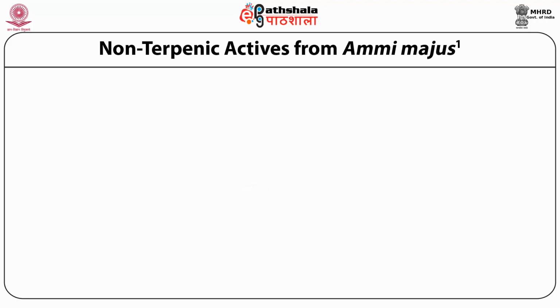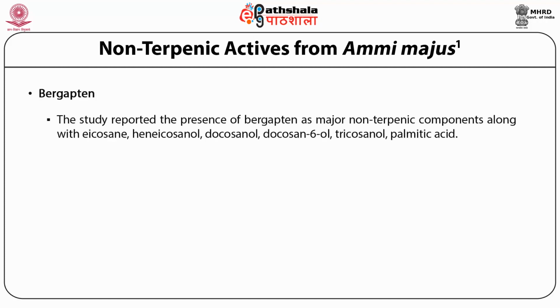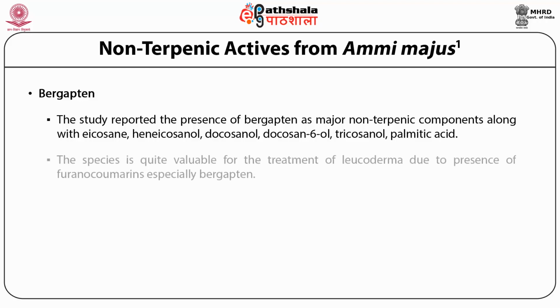This is an example where a non-terpenic active compound has been isolated and determined on the basis of GCMS. This study reports the presence of bergapten as a major non-terpenic component along with icosane, n-icosanol, and docosanol. This constituent is a furanocoumarin and is especially useful against leukoderma. So its presence rightly justifies its use against leukoderma.